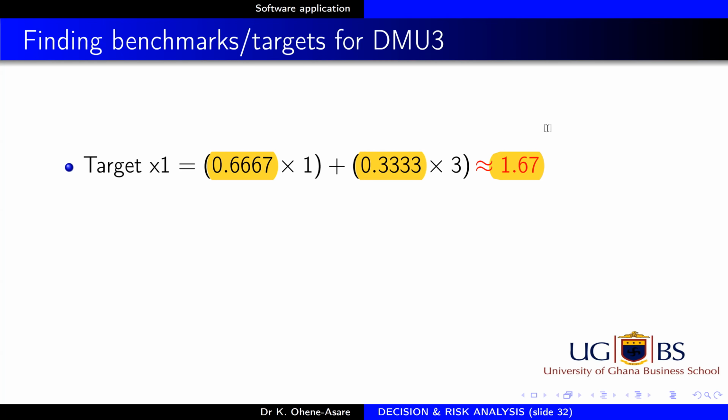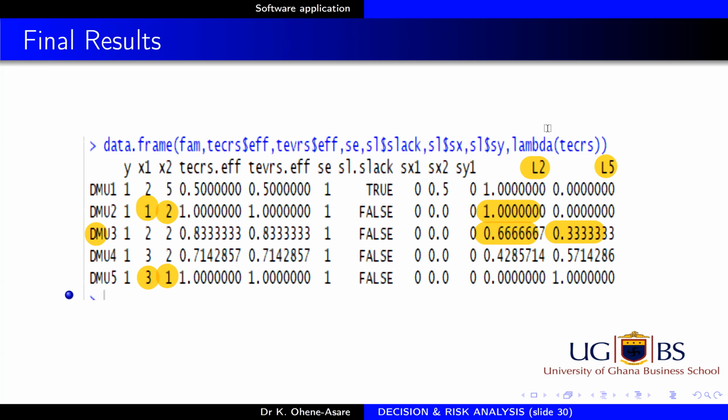But there's another beautiful way to calculate the target. Let me show you that, even though I didn't mention it. Look at the efficiency score. You can multiply the efficiency score by that very input, its original value, to get the actual target. That's easy. So take 0.833 and multiply it by the inefficient firm's input itself. That will tell you straight away the target. That's another way of finding the target.